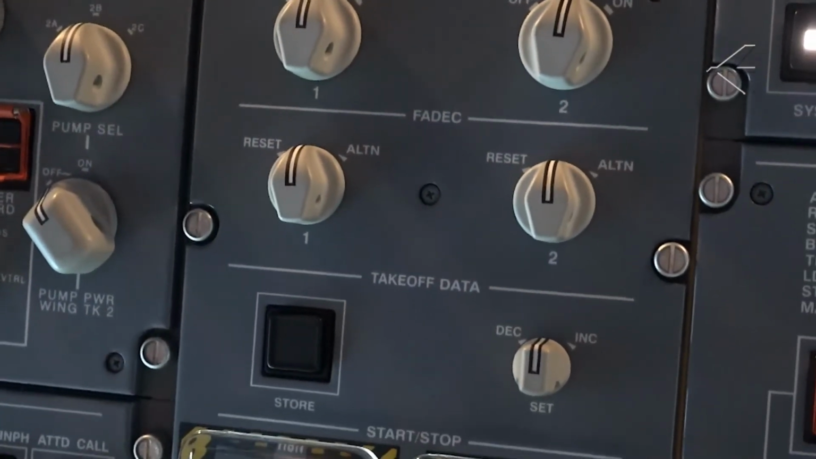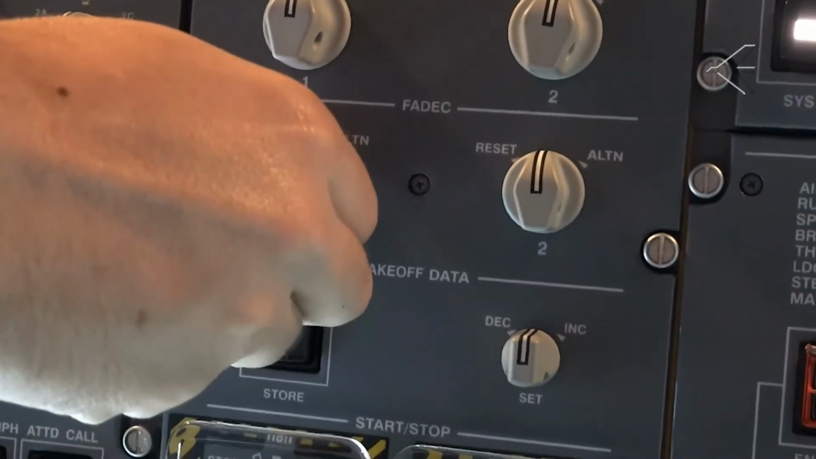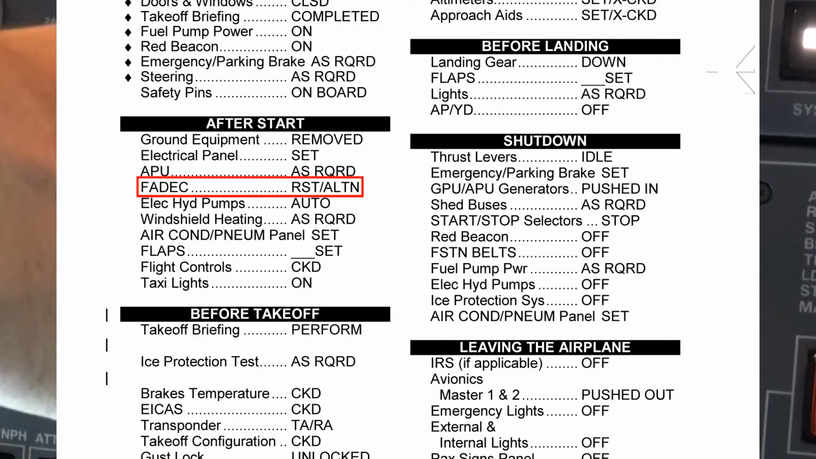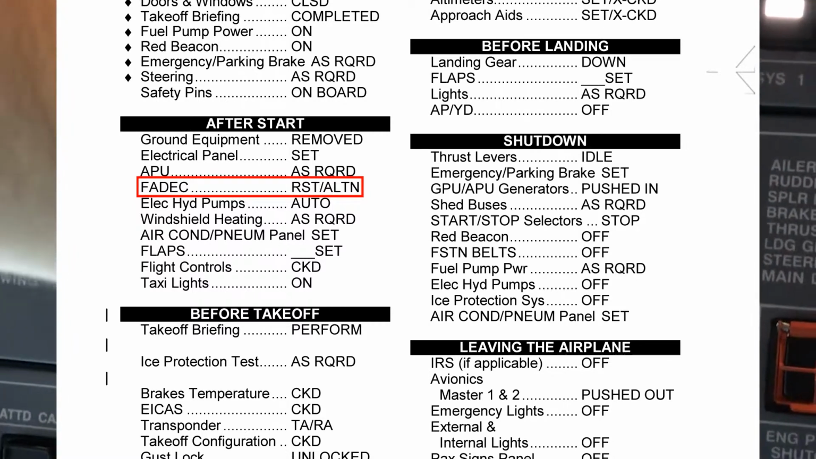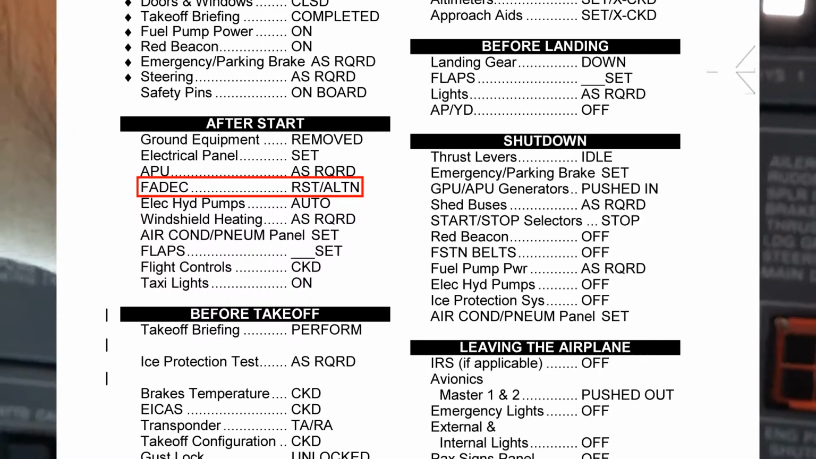However, as stated on the AFM procedures, the pilot must still manually alternate or reset the FADECs after an engine start, even when he or she checks that the alternate has been carried out automatically.